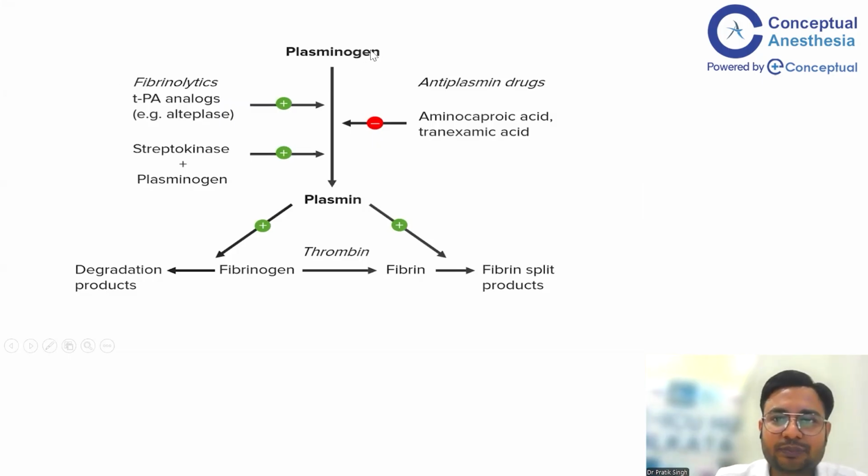So this is how plasminogen comes when there is a clot formation. Plasminogen activates plasmin, and ultimately fibrin gets degraded into fibrin degradation products. Here come the two drugs which promote it, the fibrinolytics, that is alteplase or streptokinase. And if we have to promote clot formation, then it is inhibited by aminocaproic acid and tranexamic acid.